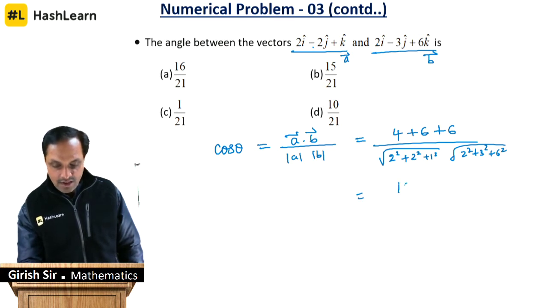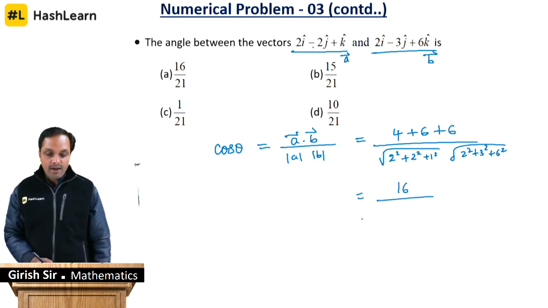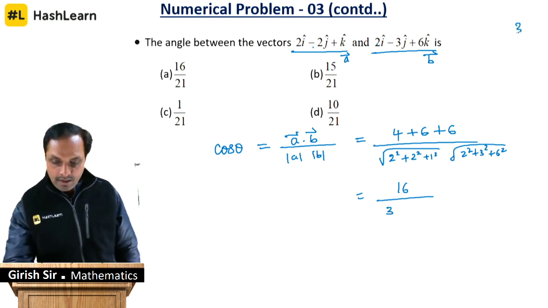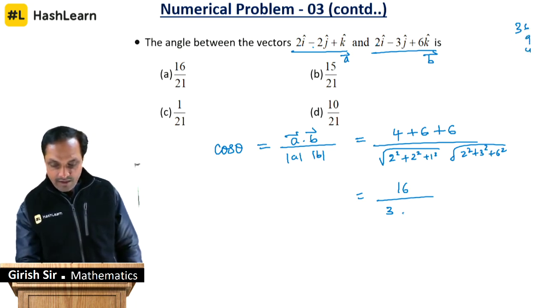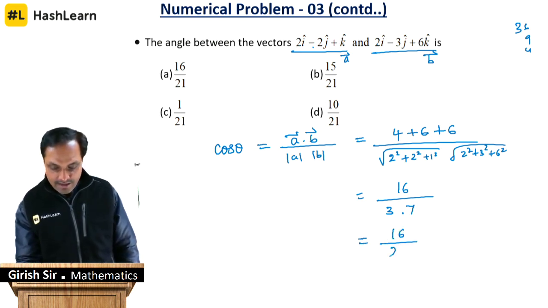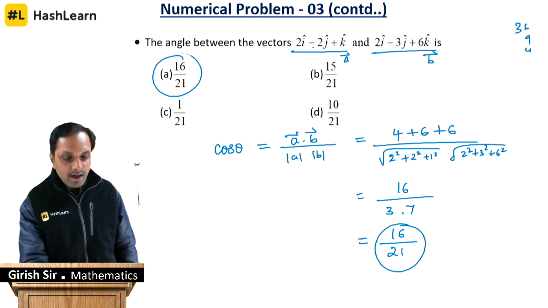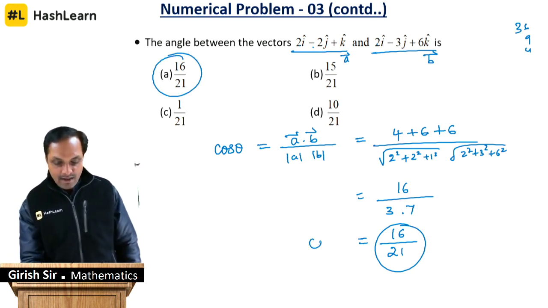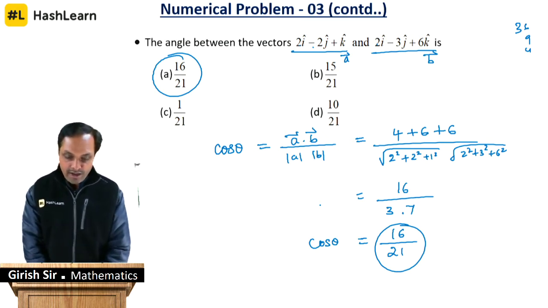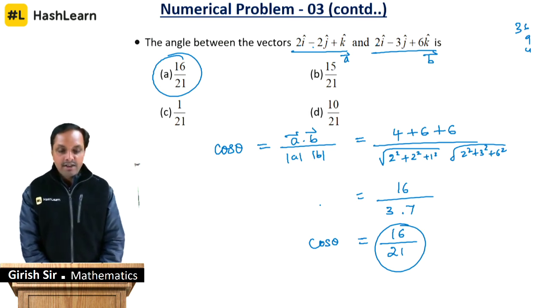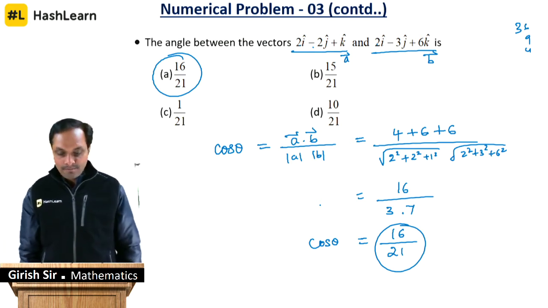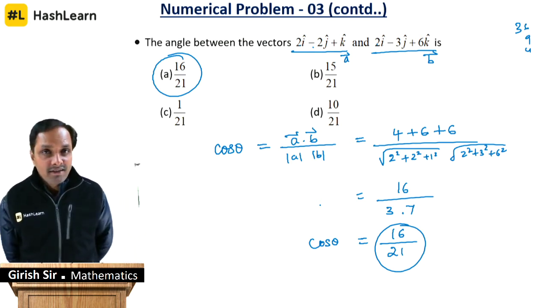So that is 16 divided by, root 8 plus 1 will give you 3. The next part, 36 plus 9 plus 4, 49, will give you 7. 16 divided by 7 into 3 is 21. So which is reflecting in option A. All the answers are given in the ratio form, numerator divided by denominator. So the angle between two vectors is nothing but the cosine of the angle, 16 by 21, reflecting in option A. That is your answer.